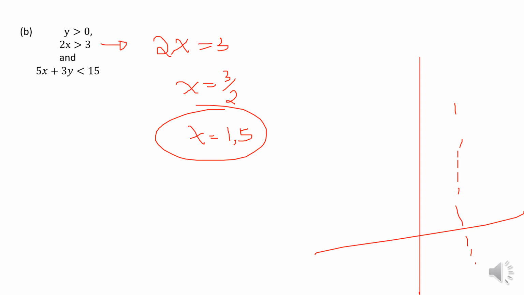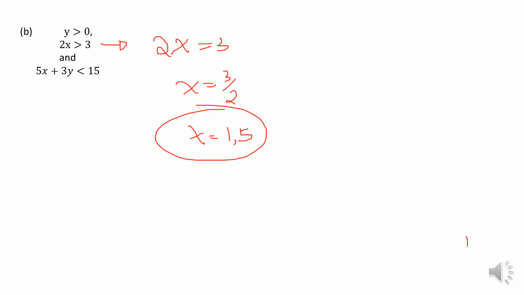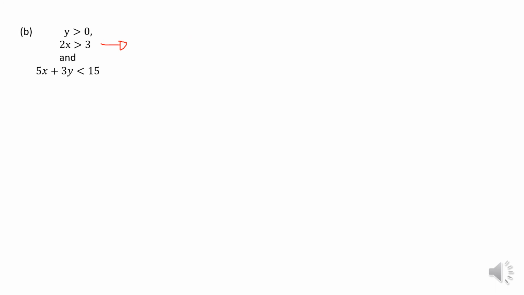All right, that's a rough drawing. I was trying to give you an idea what you need to do. And the first one that you have on top there, y is greater than 0, so that is going to be nothing but the x-axis.